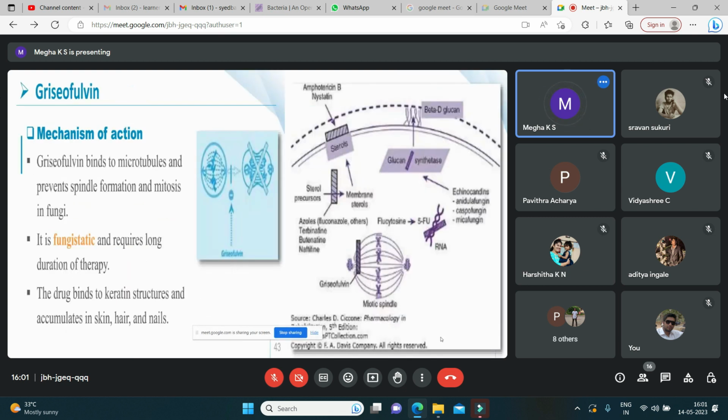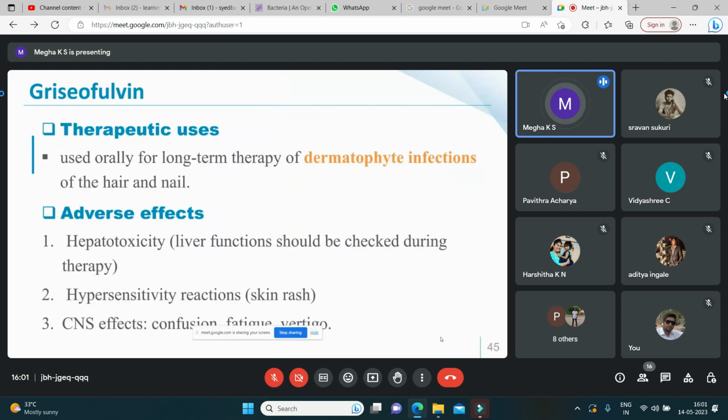Then griseofulvin. Mechanism of action: griseofulvin binds to microtubules and prevents spindle formation and mitosis in fungi. It is fungistatic and requires long duration of therapy. The drug binds to keratin structure and accumulates in skin, hair, and nails. Therapeutic uses: used orally for long-term therapy of dermatophytic infections of hair and nail.